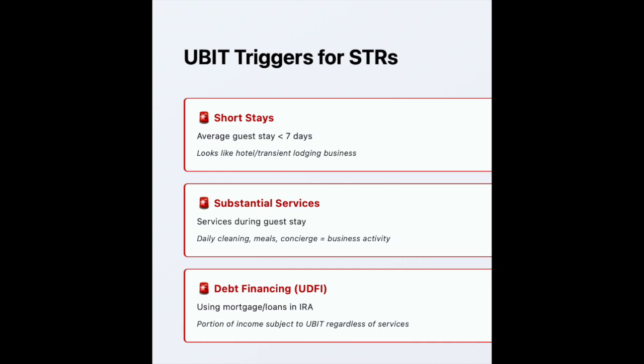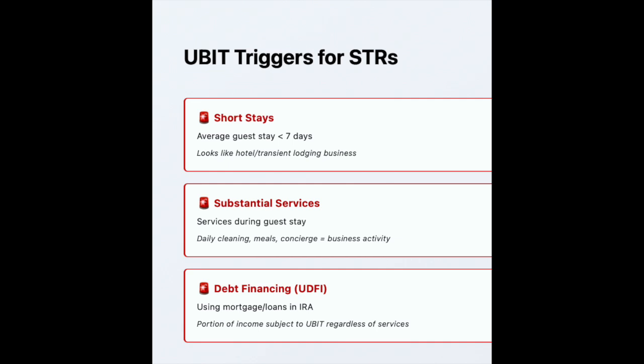Okay, so that short stay average is a big one. What about the services? You mentioned services. Right. That's the second big trigger, providing what they call substantial services. Substantial. What does that mean? Like clean sheets? Well, the source makes a distinction. Basic stuff, like clean linens before arrival, or just general property maintenance, that's usually fine. That's inherent in renting. Okay.